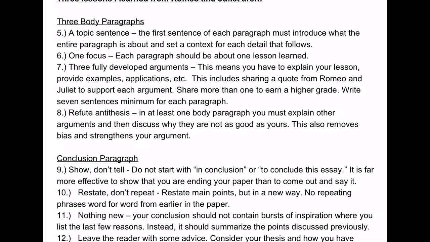And an extra goal should be to refute the antithesis. In at least one body paragraph, you must explain other arguments and then discuss why they are not as good as yours. This also removes bias and strengthens your argument.